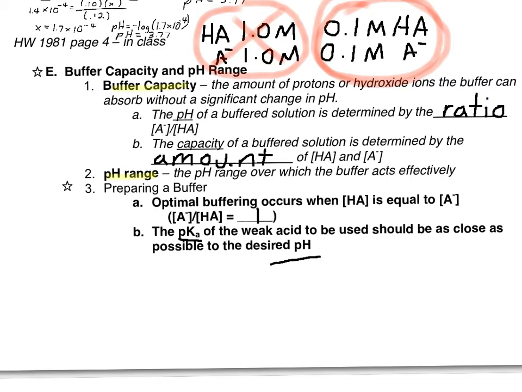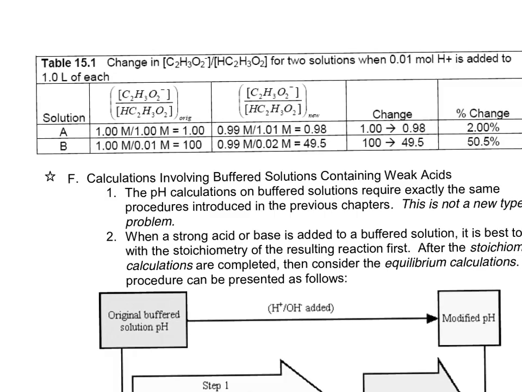So here's an example of two different solutions. Solution A, in which the ratio of acid to base is 1. You add a little bit of something to it, the pH only changes by 2%. And in solution B, the ratio is not 1. You add a little bit of something to it, the pH changes by 50.5%. So our best buffers are ones that have large concentrations, ones in which the ratio of the acid and base is 1, and ones in which your pKa is close to the optimal pH range.